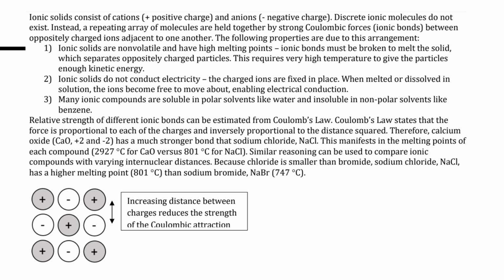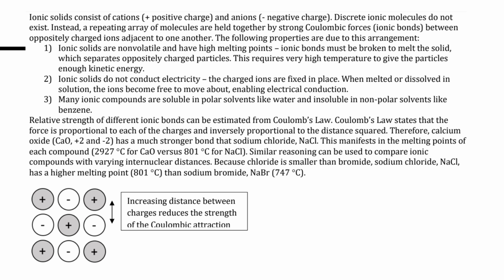Ionic solids are non-volatile and have high melting points. Ionic bonds must be broken to melt the solid, which separates oppositely charged particles. This requires very high temperatures to give the particles enough kinetic energy. They do not conduct electricity when they're in solid form. The charged ions are in place. When they are melted or dissolved in solution, the ions become free to move about, enabling electrical conduction.